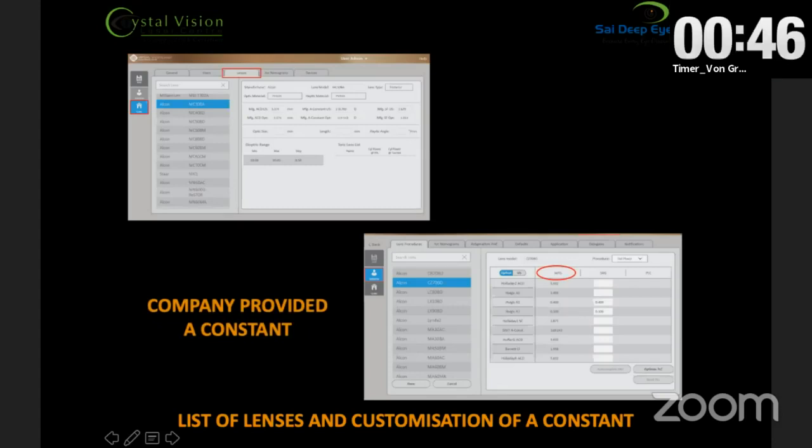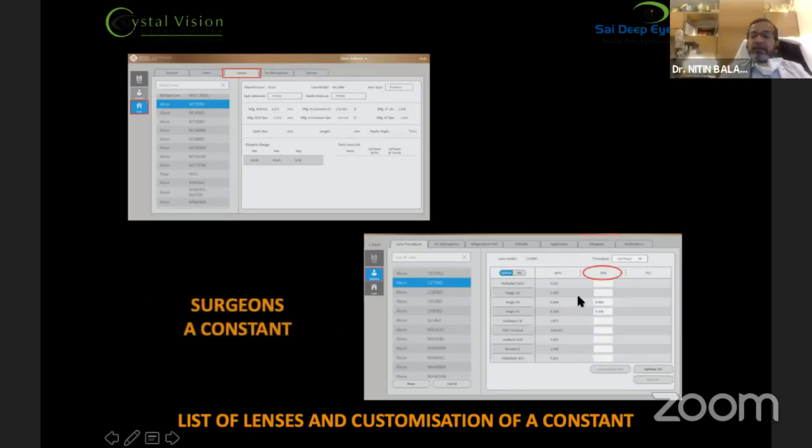And like Dr. Avik mentioned, if one does an optimization, one can have a surgeon's own A constant here, which is again done by feeding in the post-operative data into the Verion at the end of say 3 to 6 weeks, and therefore one can get the personalized A constant without having to go on an online calculator.